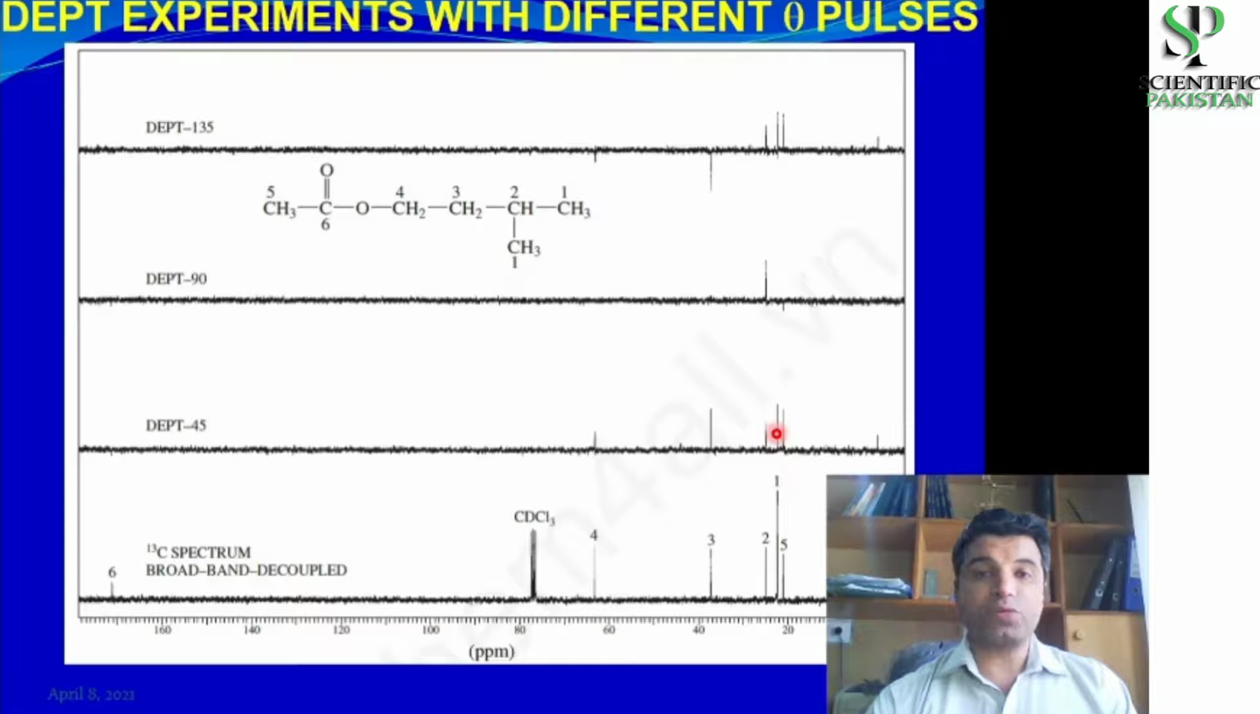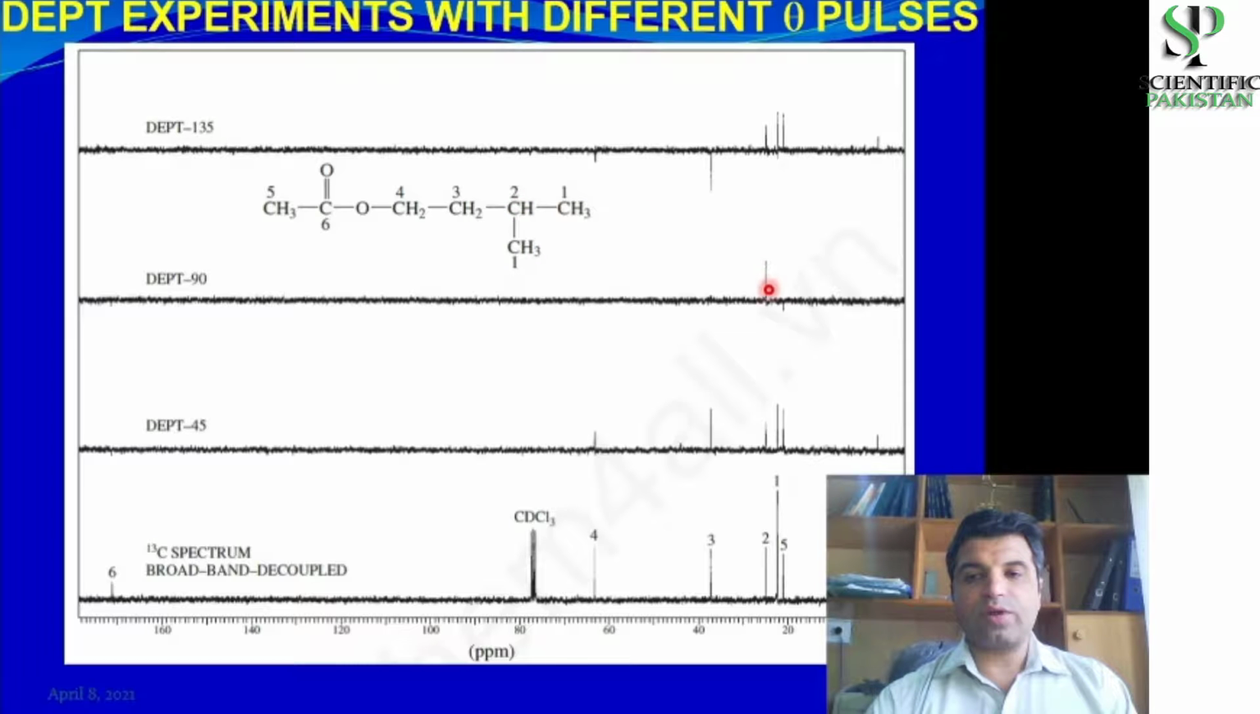Now how to differentiate between the rest of the 3? We have a depth 90 spectrum here, which only gives signals for the CH carbon atoms. You see only one signal here, and you can see that in your structure you only have one CH. So this signal belongs to this CH, the carbon number 2.